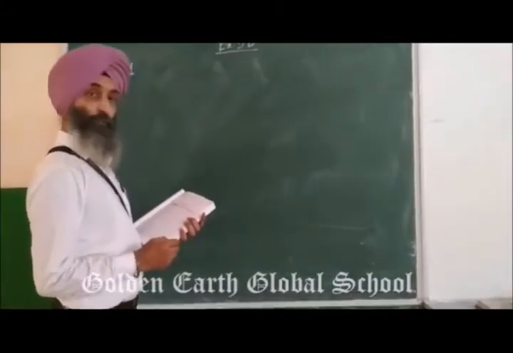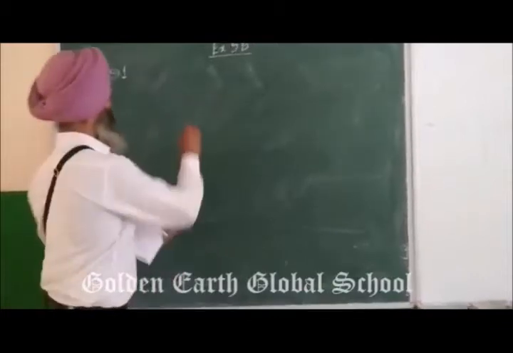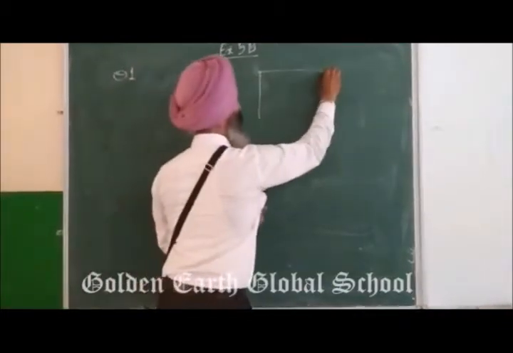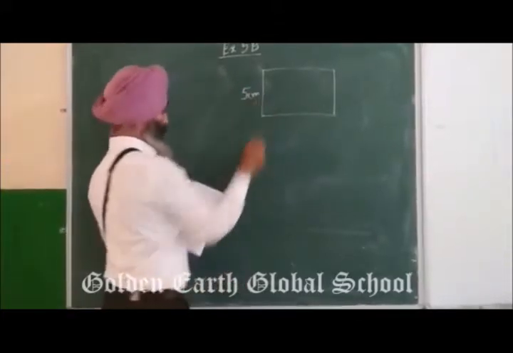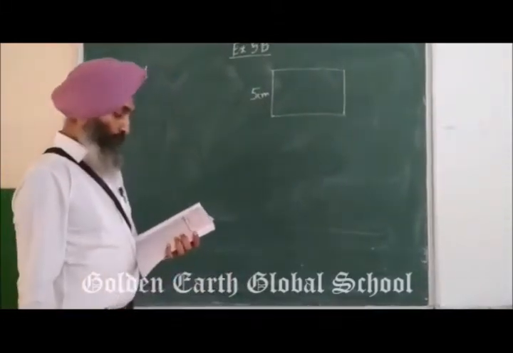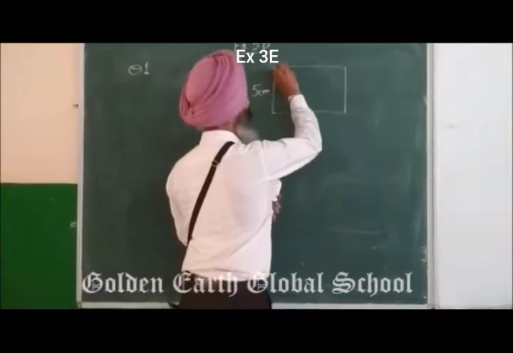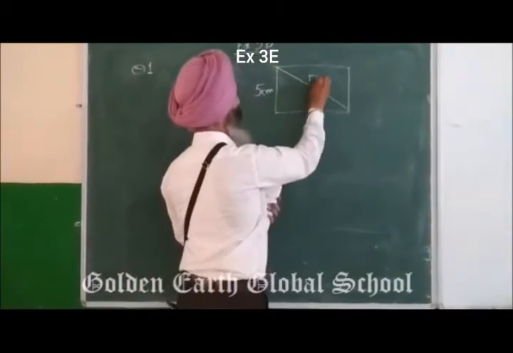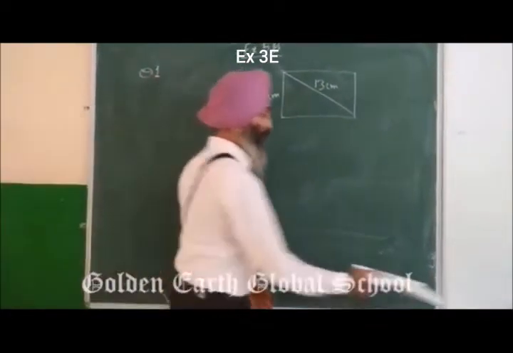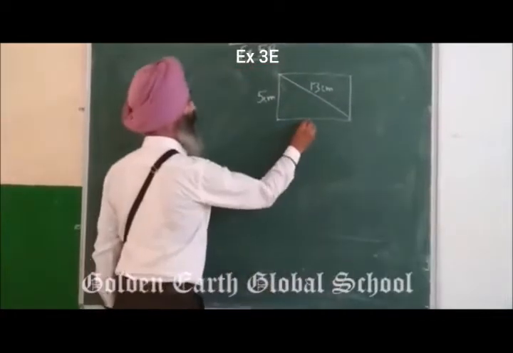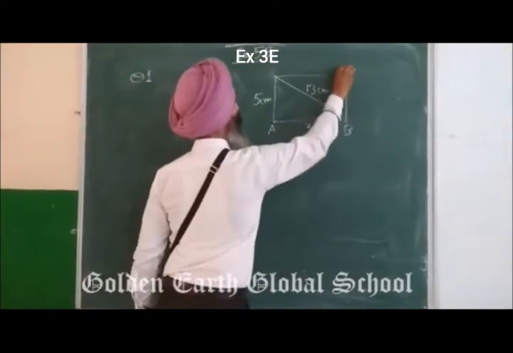So students, in the first question, the breadth of the rectangle is 5 cm. So you have a rectangle having breadth 5 cm and each of its diagonals is 13 cm, and we have to find the length of the rectangle. So how to find the length of the rectangle? Let the length be x.